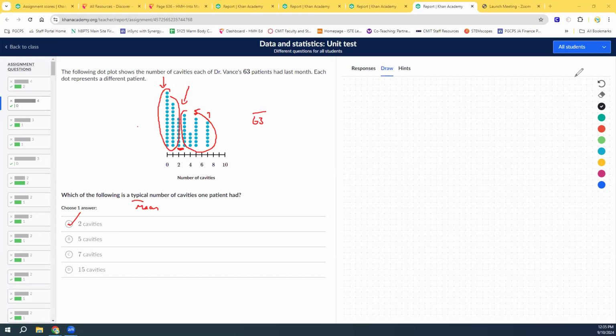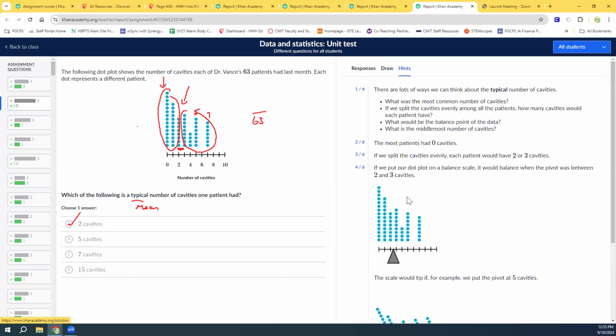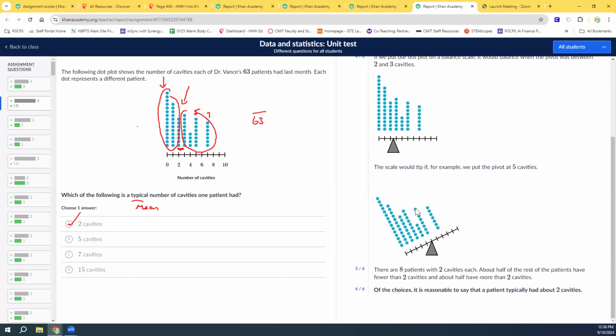Let's go ahead. Always make sure you read through the hints. Now see, look at that. I got it wrong, but that's okay. Oh, I got it right. Okay, look at that.